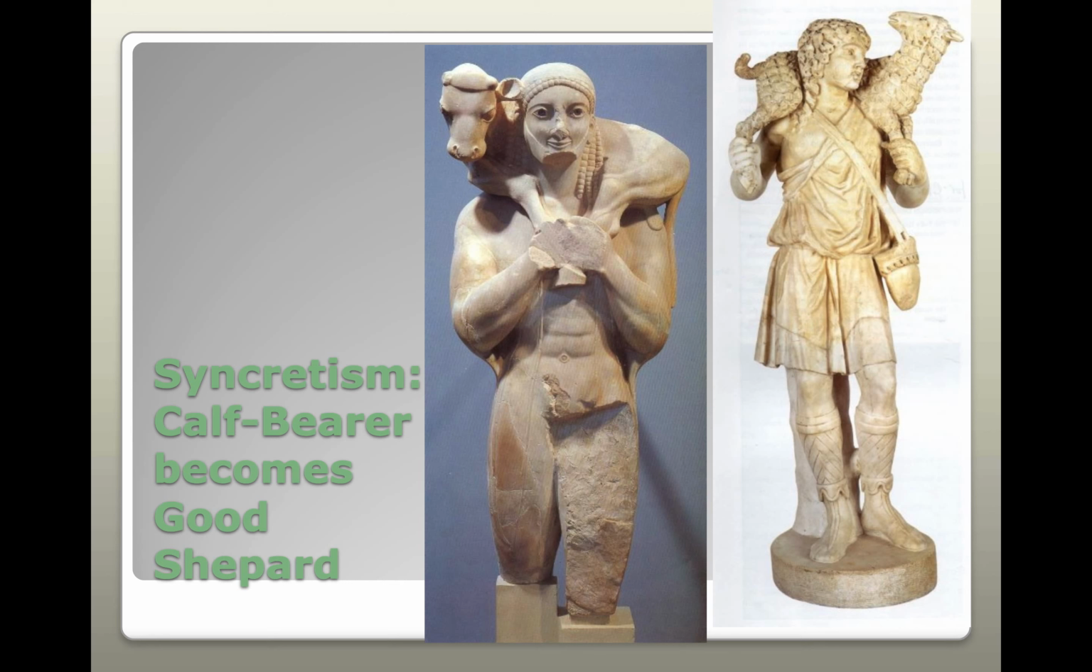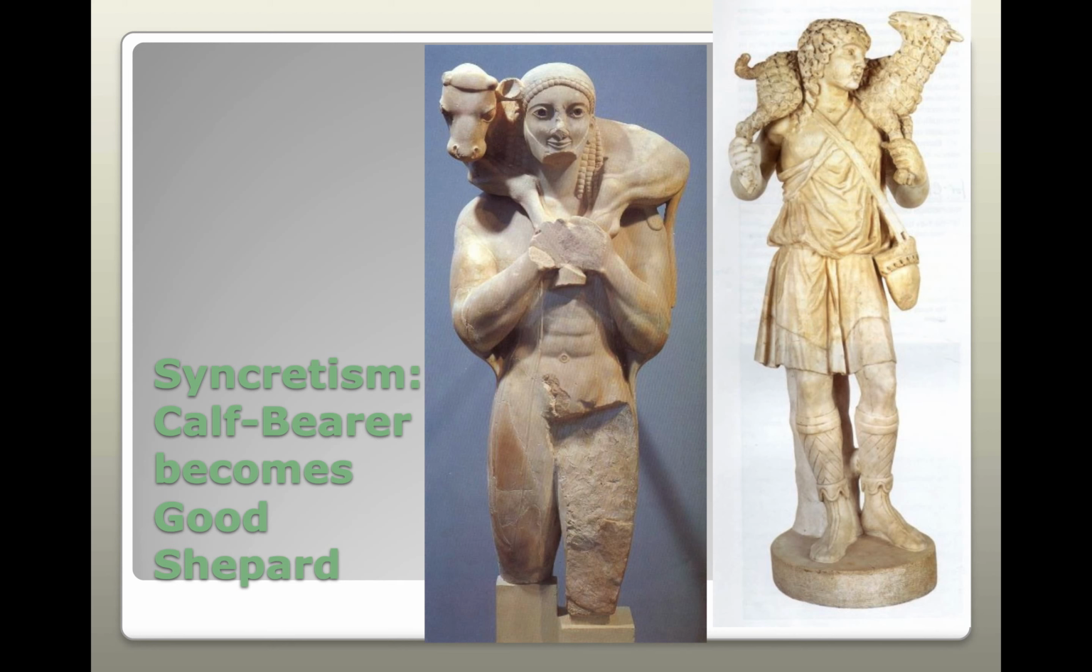I also want to show you how sculpture, right, was used by early Christians and the role of syncretic practice. I've been alluding to this throughout our talk, so here you finally see it. Like, what is the Good Shepherd? The Good Shepherd's basically a reimagining of the calf bearer.